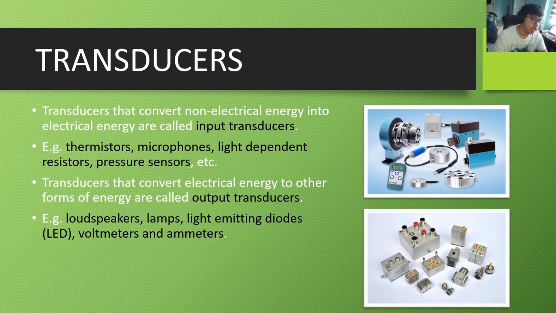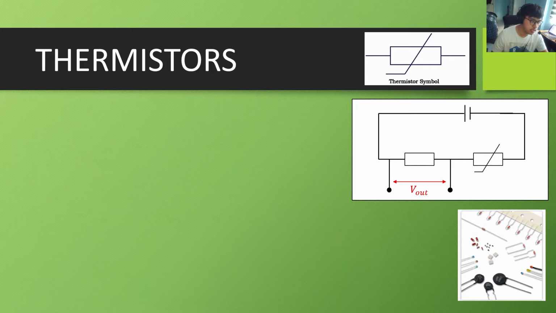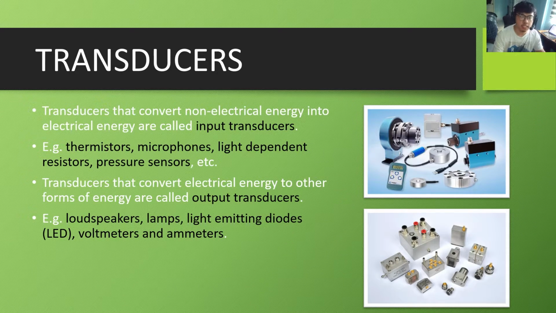And these are examples. Loudspeakers: electrical signals changing into sound waves. Lamps: electricity changing into light energy. Light emitting diodes are basically the same as lamps. Voltmeters use electric signals to move the needle of the voltmeter to show you how much voltage there is. And the same thing goes for ammeters. Okay, so those are basically transducers.